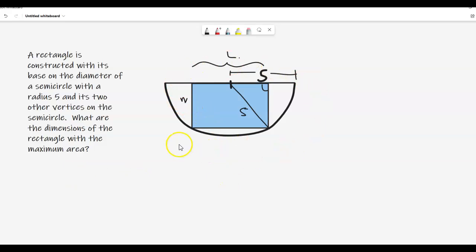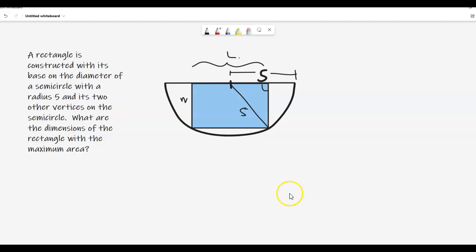So I kind of already drew it out here. It has a radius of 5. And I also connected the center of the semicircle with the outside here because we know that's 5 as well, because that's also the radius, and we're going to use that as part of our constraint equation.